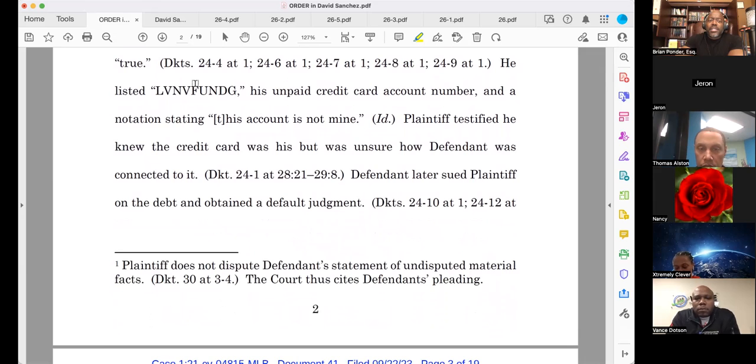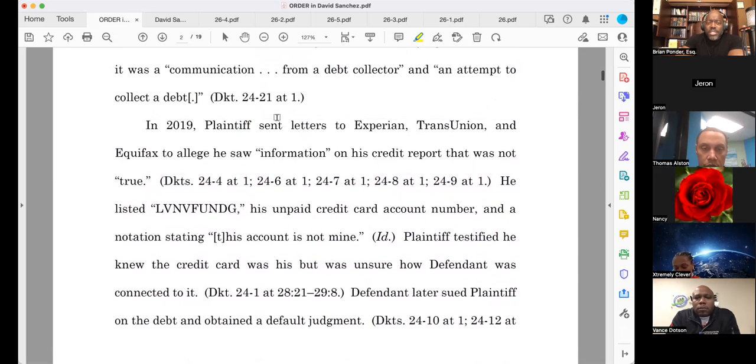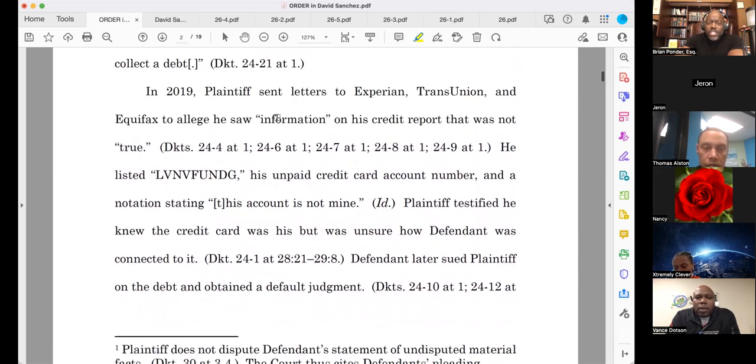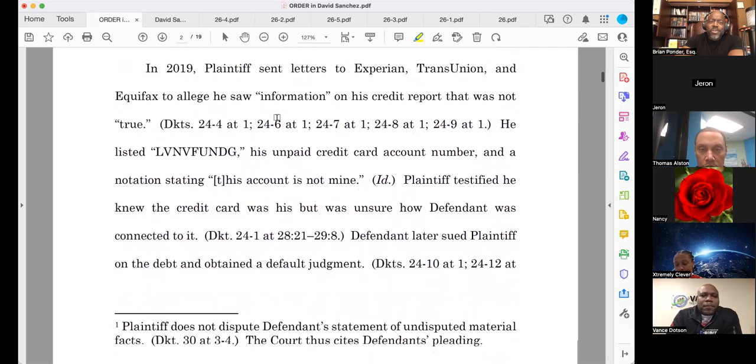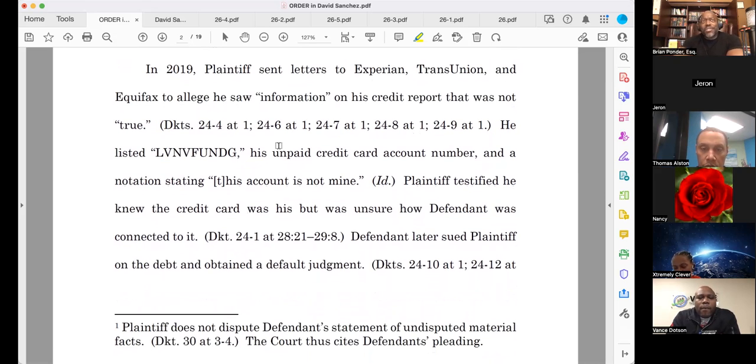He listed LVNV, his unpaid credit card, and a notation that this account is not his. Okay, so let's look at this. He disputed this. Look, you see this? He disputed it first. And I guess we don't know this until we get into the case. Because this is what I've learned in litigation, it's sort of unfortunate, but you gotta put all this stuff in the complaint. This stuff came up later in the case. This stuff I think should have been in the complaint.